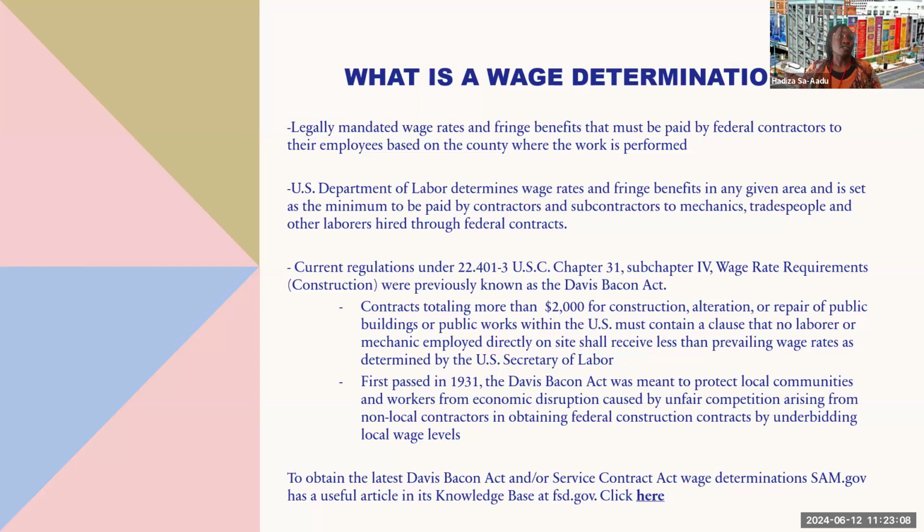The Davis-Bacon Act was first passed in 1931, and the intention of that legislation was to protect local communities and workers from economic disruption caused by unfair competition arising from non-local contractors in obtaining federal construction contracts. They would do this unfair practice by underbidding the local wage levels, hence the need for that law. Also know that the regulations are always updating and changing based off of the locale.